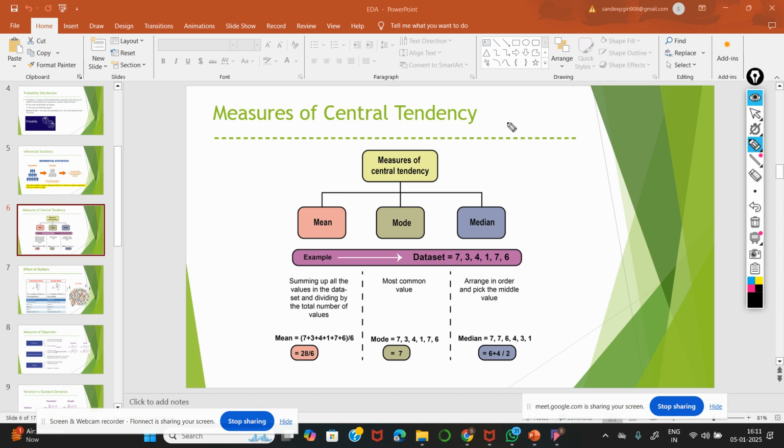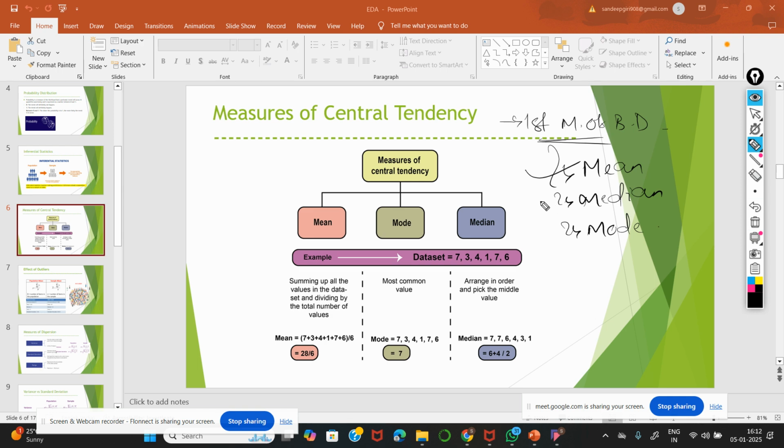Coming to EDA, you have to first go with the first moment of business decision. Here you have to define the mean, median, and mode. Mode is nothing but the most frequent item, any value which has been repeated the maximum number of times in your data set. Out of these three, tell me which gets influenced by very high or very low values, that means outliers. Mean gets influenced by outliers.